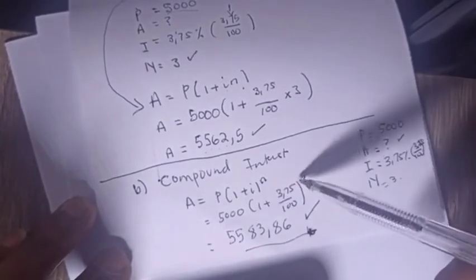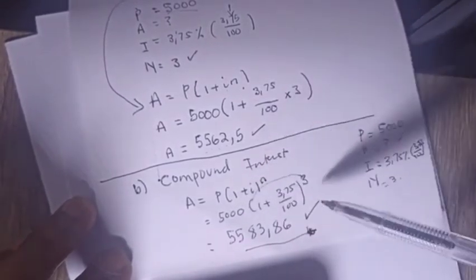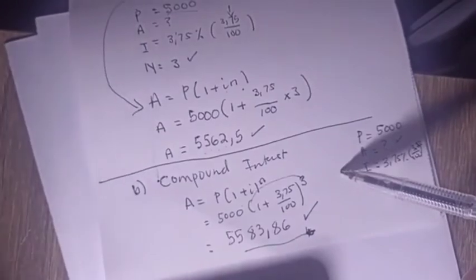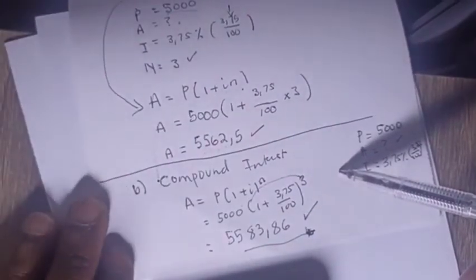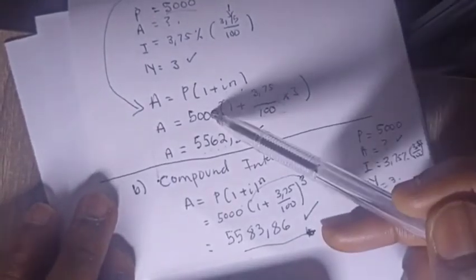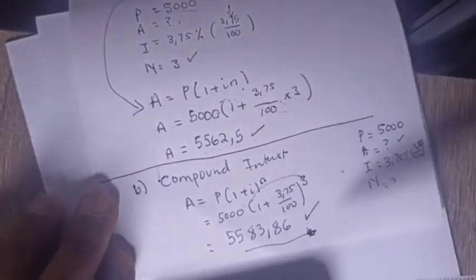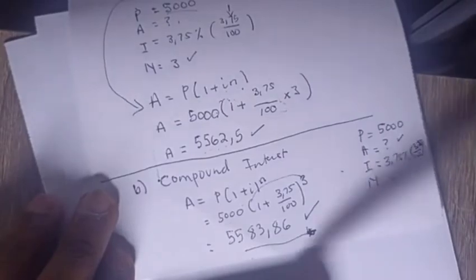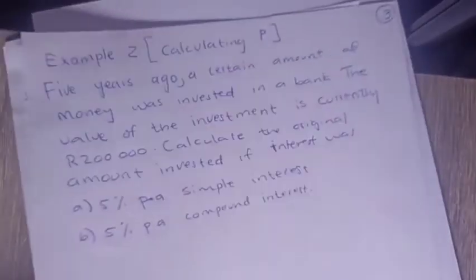So each and every year, the money grows on the current value of the amount, as opposed to this one, where every year the interest is earned on the 5,000 and not on the current value. Do you see it now? Okay, I hope you understand. Let's go on to another question. We're going to do 2 more questions, and then I think that will be it for now.